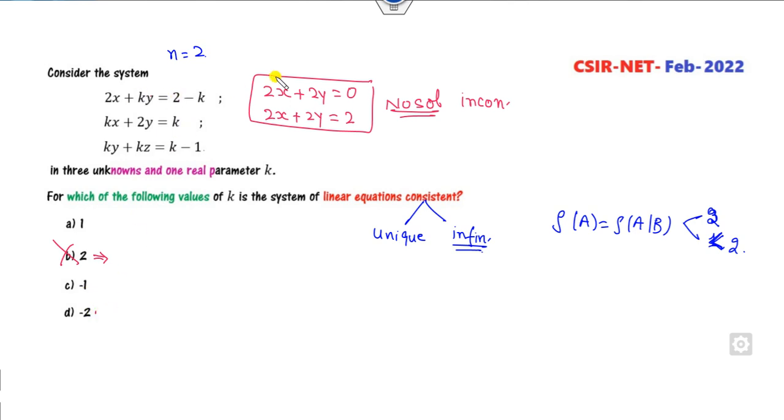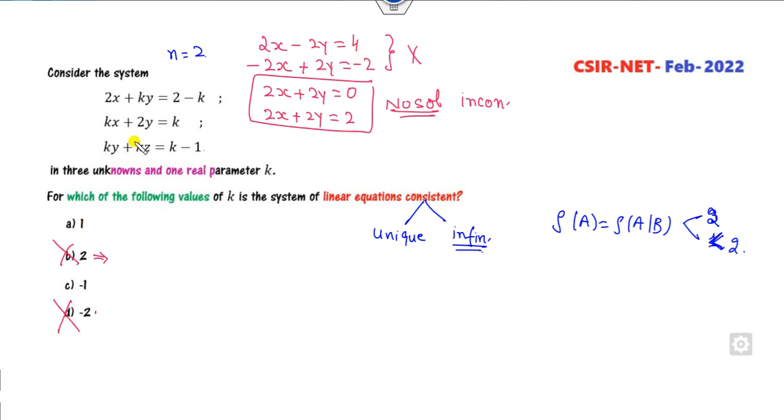I can check for minus 2. 2x minus 2y is equal to 4, and minus 2x plus 2y is equal to minus 2. Again, it is not satisfied, because you can see if I subtract from the negative, it will be plus 2. Not satisfied, so it is cancelled.